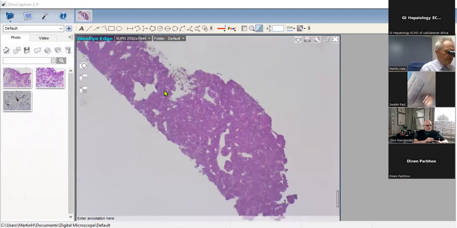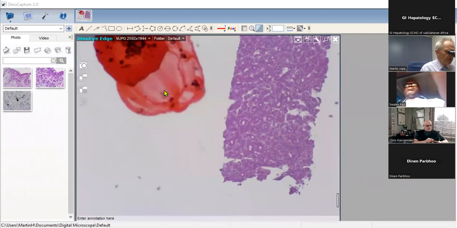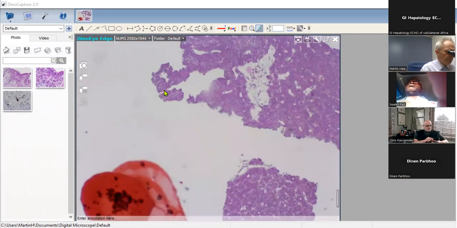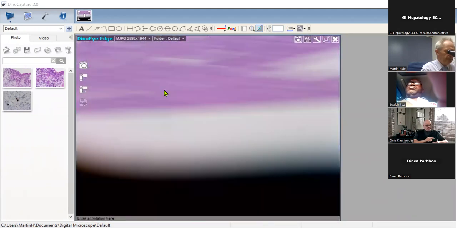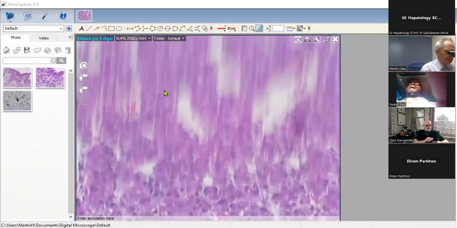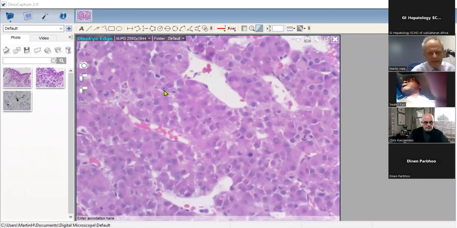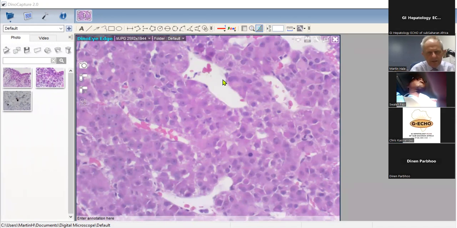Now, the other thing that I want to draw your attention to is the presence of sinusoidal-like spaces. And if you look at this area here, you can see that you've got these spaces, and these mimic the sinusoids in the normal liver. But they're not normal sinusoids in the strict sense of the word. What they are, in fact, is endothelial lined spaces.